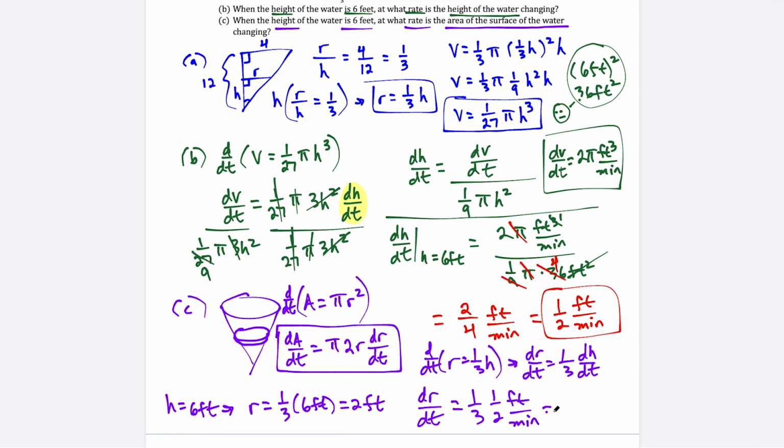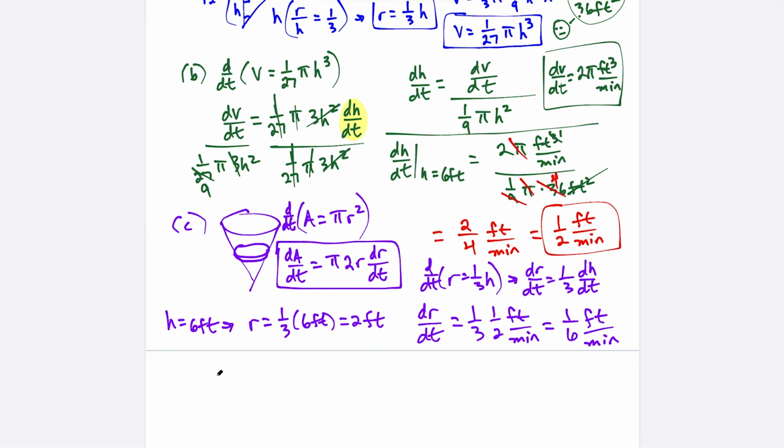So now we just simplify this. 1/3 times 1/2 is equal to 1/6. So we have 1/6 feet per minute like this. So now to close this question out, we have the rate of change of the area at the moment when the height is equal to 6 feet is equal to, and we have pi times 2 times the radius we found is equal to 2 feet. So we have times 2 feet like this. And then we're going to multiply by dr dt, and dr dt we found to be 1/6, and then we have feet per minute.